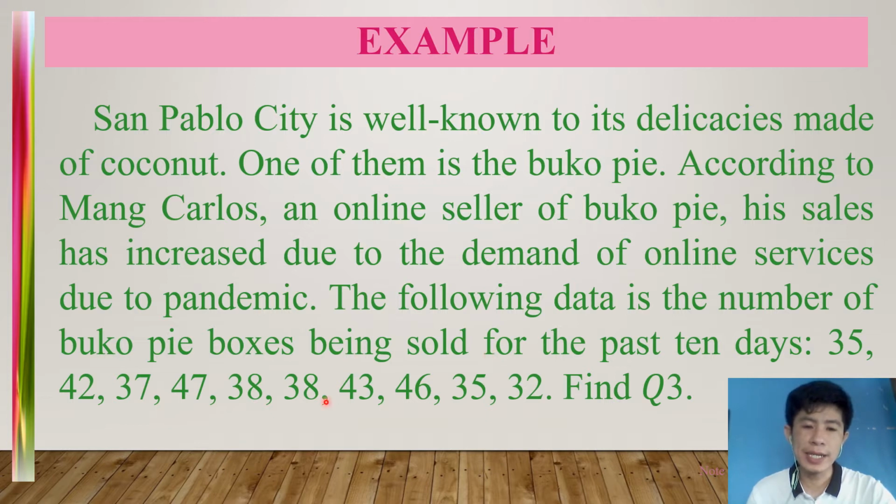Okay, let us first look at the data presented. As you can observe, this is written as the raw number of boxes being sold. So this is an example of ungrouped data. So we will solve this using the formula in finding the quartile of ungrouped data. Okay, let's solve.